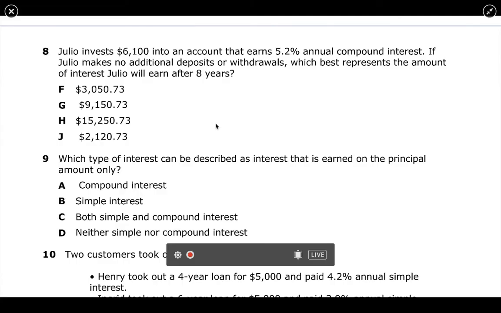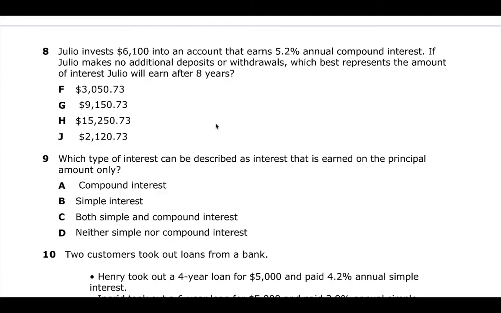Okay, Julio invests $6,100 into an account. Principal, because we're investing. And earns 5.2%. Rate. Annual compound. If Julio makes no additional deposits or withdrawals, useless information, but you have to read it. Which best represents the amount of interest, that's an I, Julio will earn after 8 years.